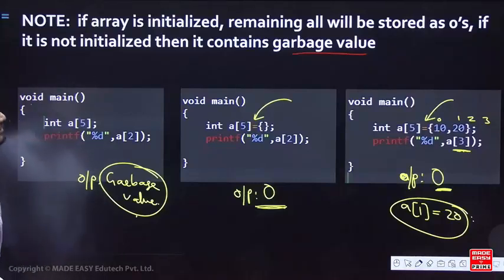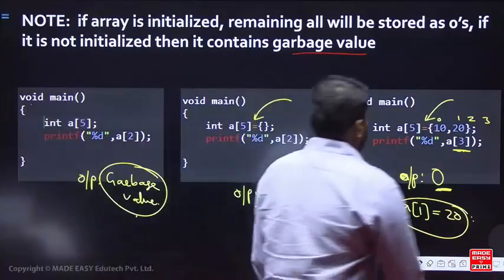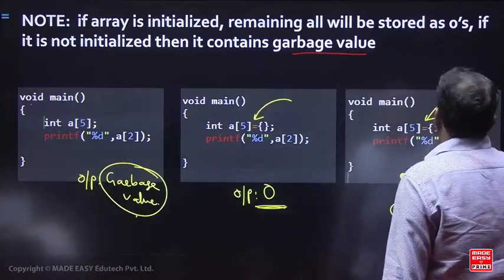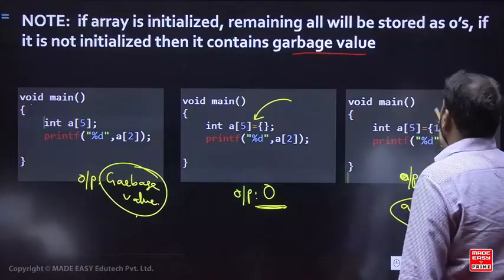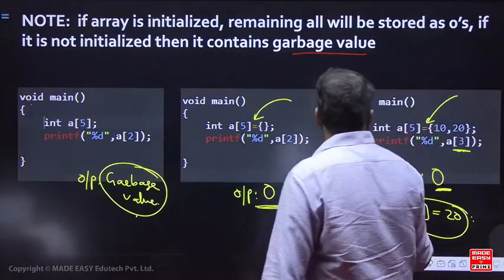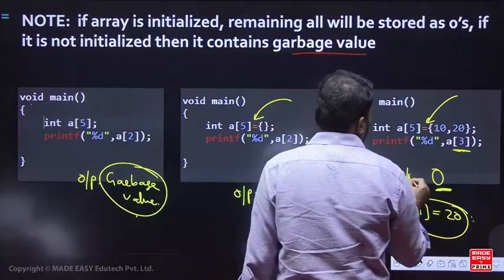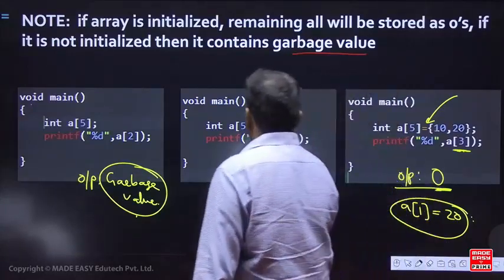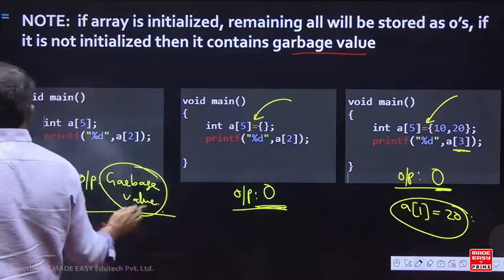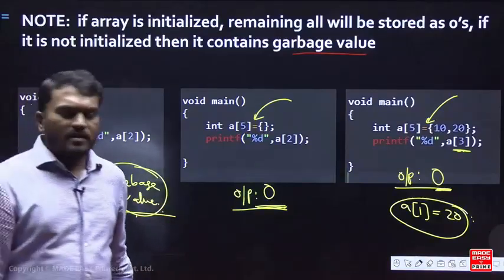Is this clear for everyone? Right. Just copy this output. Here the output will be 0. Here the output will be 0. Here the output is a garbage value. Okay, right. So that's it.